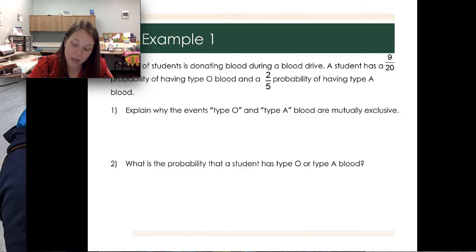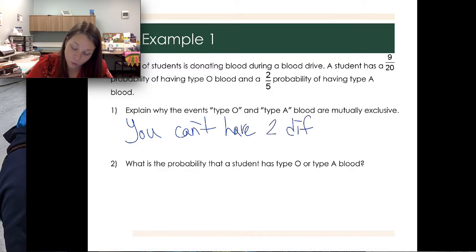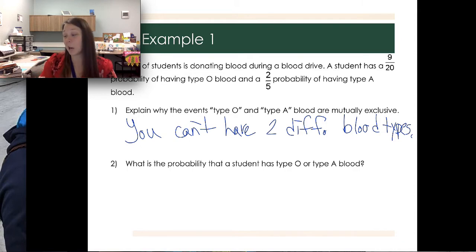So if we take a look at example 1, a group of students is donating blood during a drive. A student has a 9 out of 20 probability of having type O blood and a 2 out of 5 probability of having type A blood. For part 1, explain why the events type O and type A blood are mutually exclusive. Well, you can't have two different blood types. You only have one. So those two events can't happen at the same time, so they're mutually exclusive.